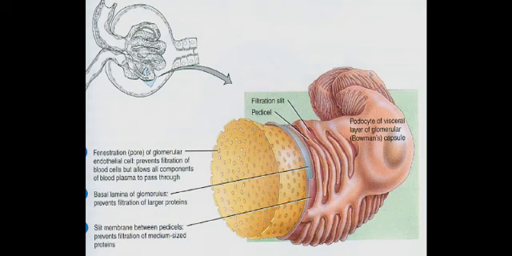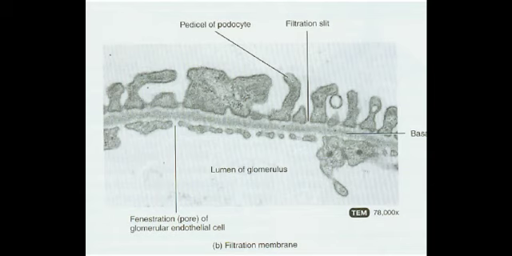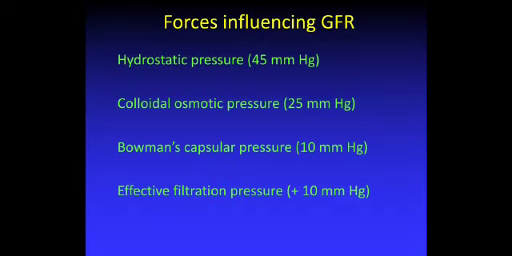How does it look? It is made up of fenestrations, pores of glomerular endothelial cells, which prevent filtration of blood cells but allow all components of blood plasma to pass. You can see the filtration slit with the pedicels and the podocytes. This is an enlarged view of the filtering membrane: the filtration slit with the podocytes, the lumen of the glomerulus, and the filtration membrane.